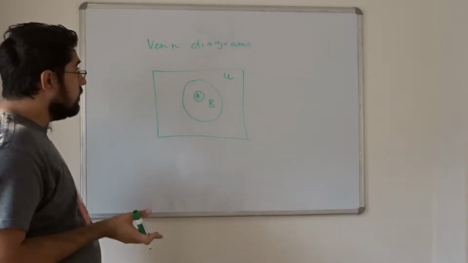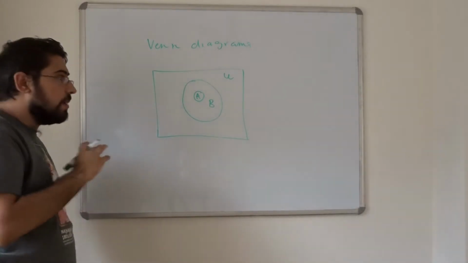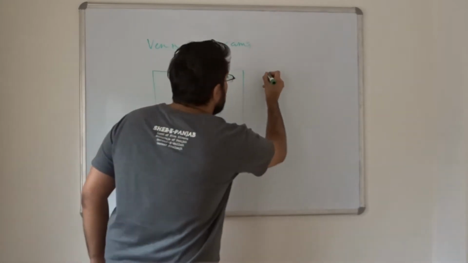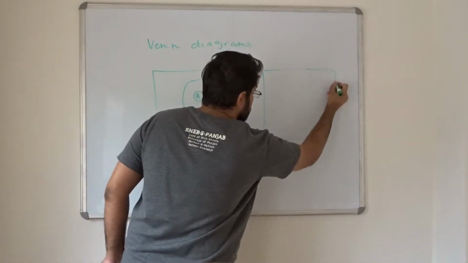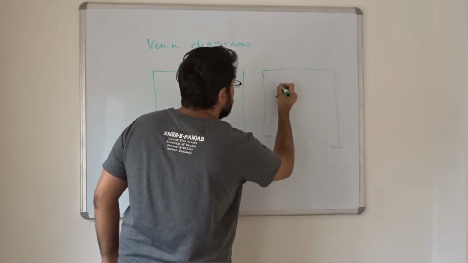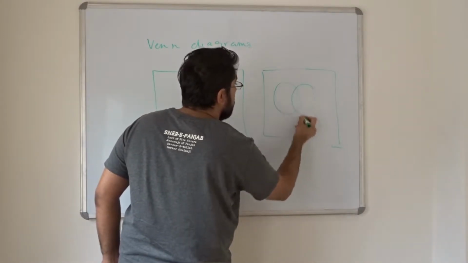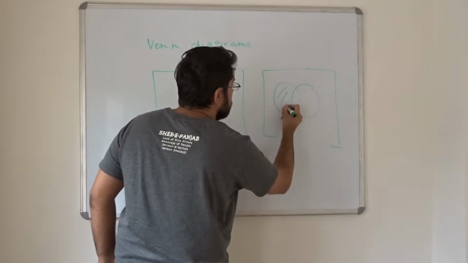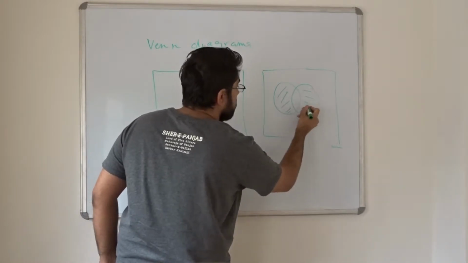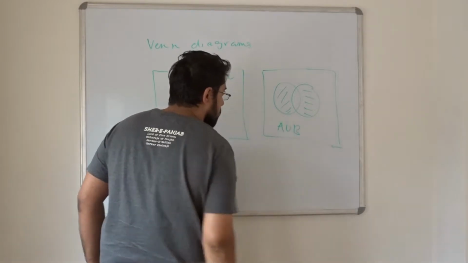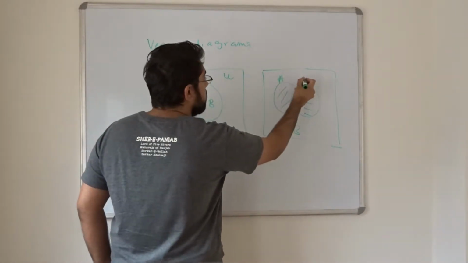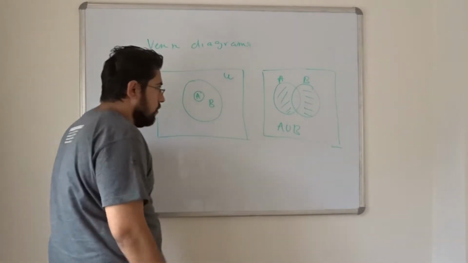But guys, the thing is there are many types of Venn diagrams. Another type of Venn diagram is this. We'll discuss this later on as well. But this is another type of Venn diagram. This one is known as A union B, where this is A and this is B.